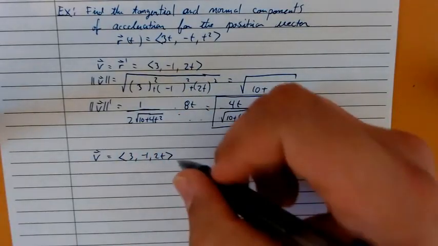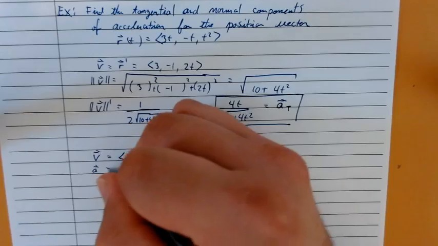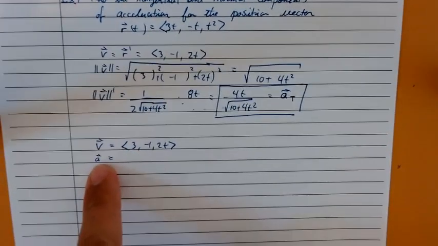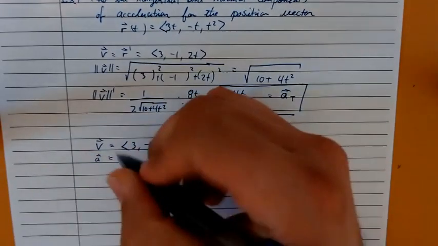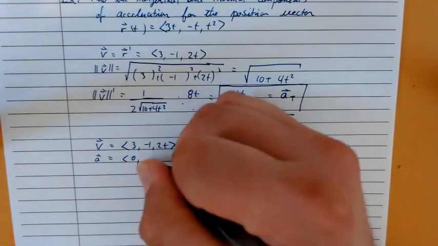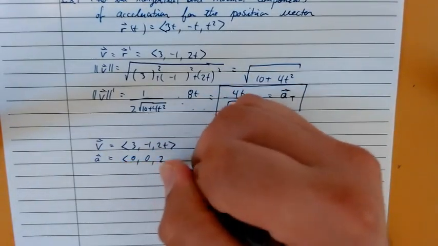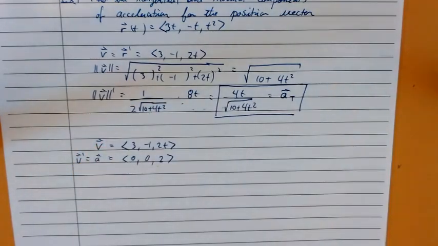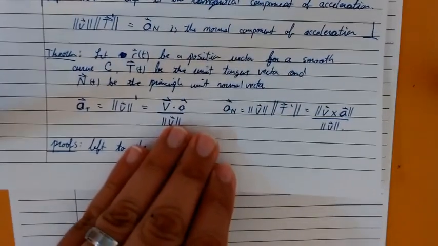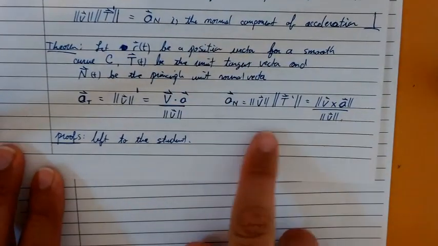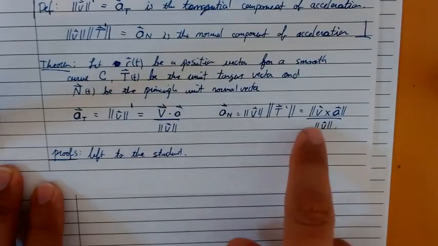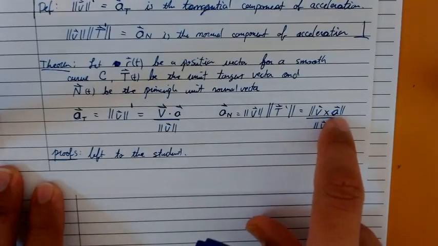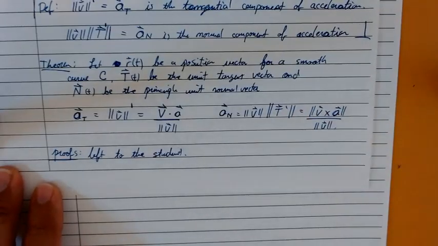Next, we're going to need to find the acceleration function. Well, the acceleration function is, as we saw in the previous section, just the derivative of the velocity function. So in this case, that would be 0, 0, and 2. And after all, that's just v prime. Okay, so now, according to our theorem here, the normal component of acceleration, aside from the definition, can be computed by the cross product of v and a, take the magnitude over the magnitude of v.